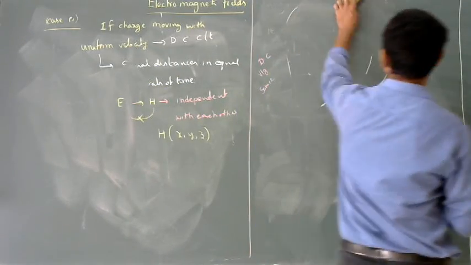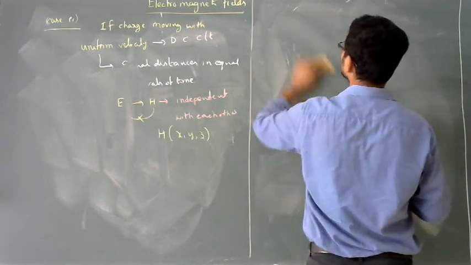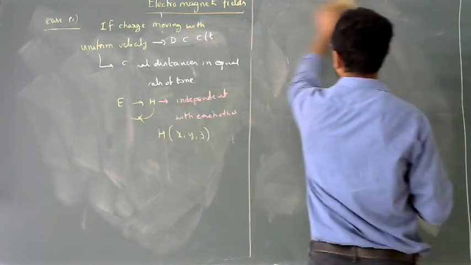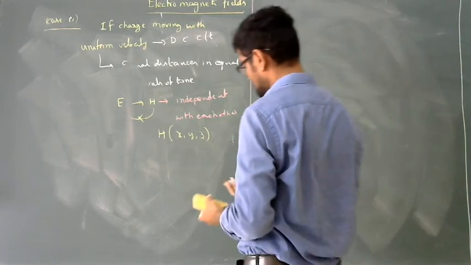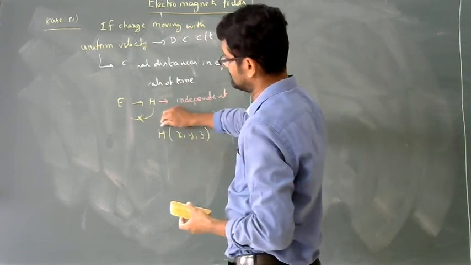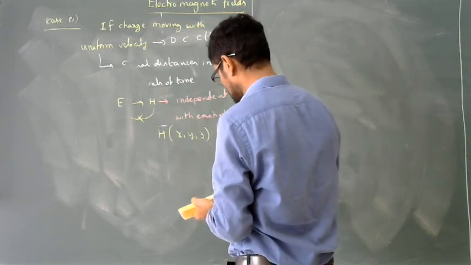Next case, third case. These are called space vectors. This is a vector quantity. This is a space vector quantity. Next, case 3.